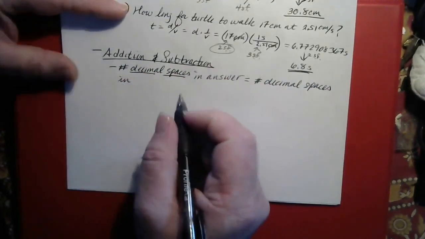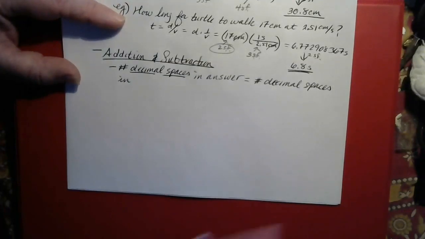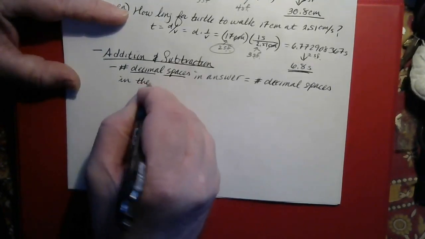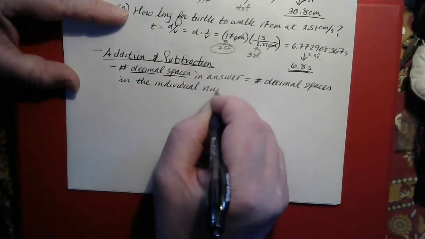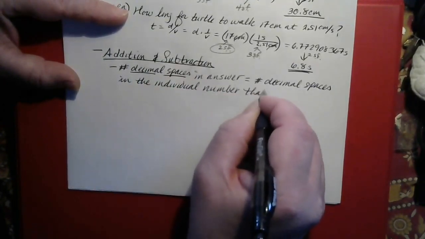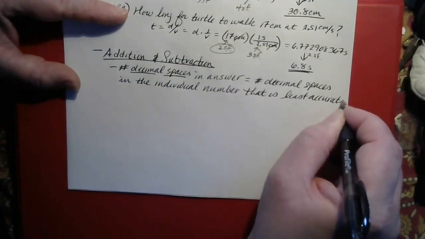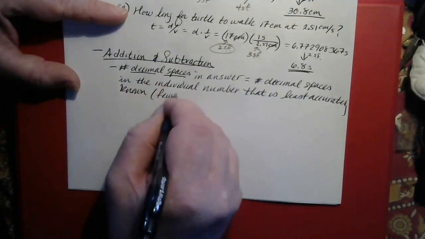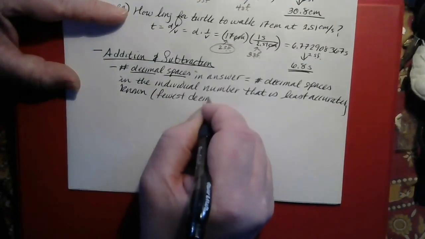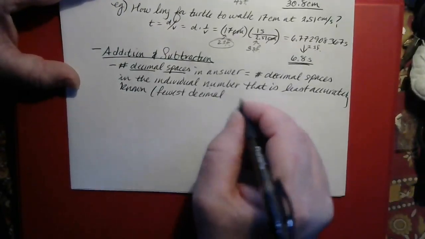So the number of decimal spaces in the answer should be the same as the number of decimal spaces in the individual quantity that is least accurately known. Or in other words, the number that goes into the equation that has the fewest decimal spaces.